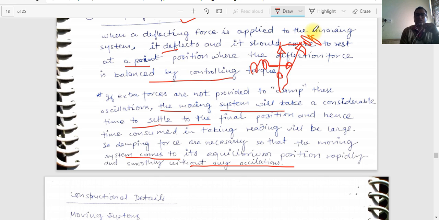It will take 5 to 6 seconds, or 10 seconds, to take a reading, but during that time there is power consumption and our reading gets an error. So there is the need of another force. It is called the damping force. The oscillations of the pointer will be eliminated, and this point will be the final position of the pointer. It will not move in this direction or that direction.